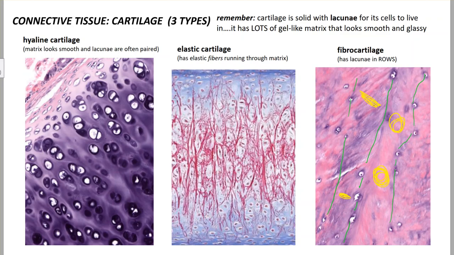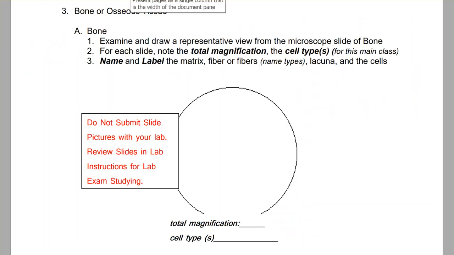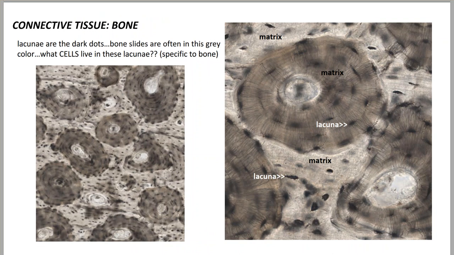And that's cartilage. So the next tissue we're going to look at from our lab report is bone, or osseous tissue, which is another name for bone. This is what bone looks like, and it's very common in this gray or gray-brown or old sepia-looking tone because it doesn't have live collagen in it to stain. Sometimes we'll see bone in that pink-purple color scheme, but for our purposes today, you can expect to see bone in this gray or brown color scheme.